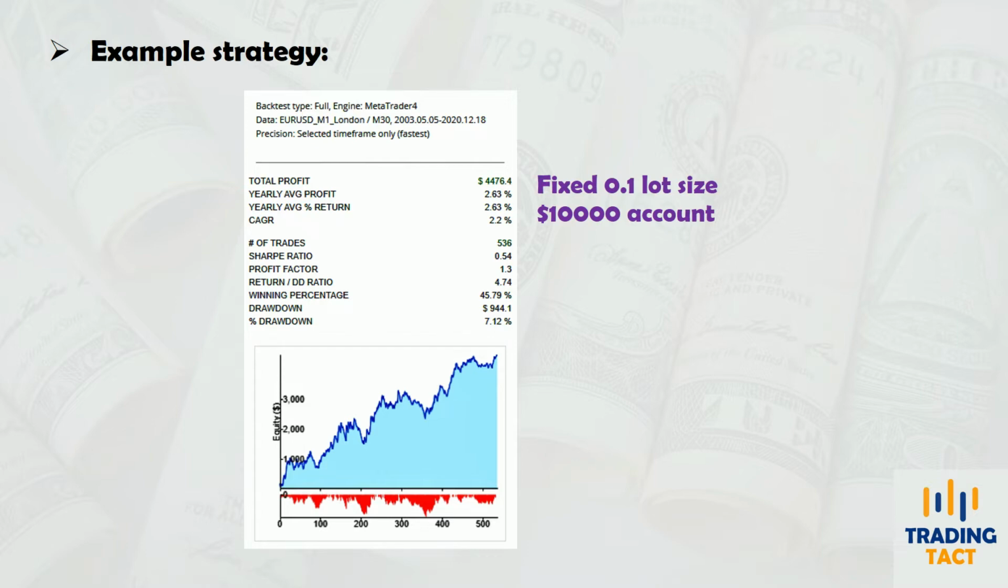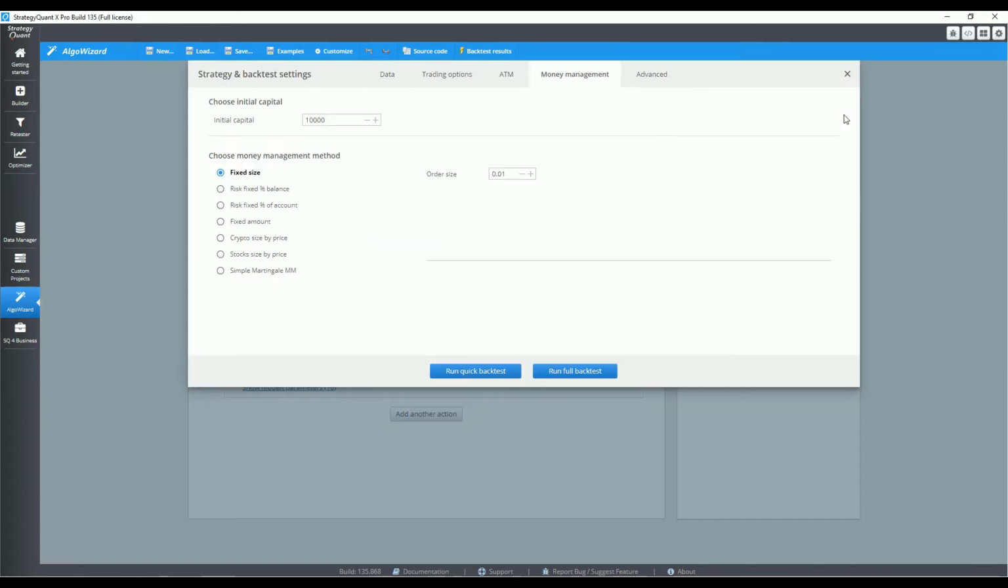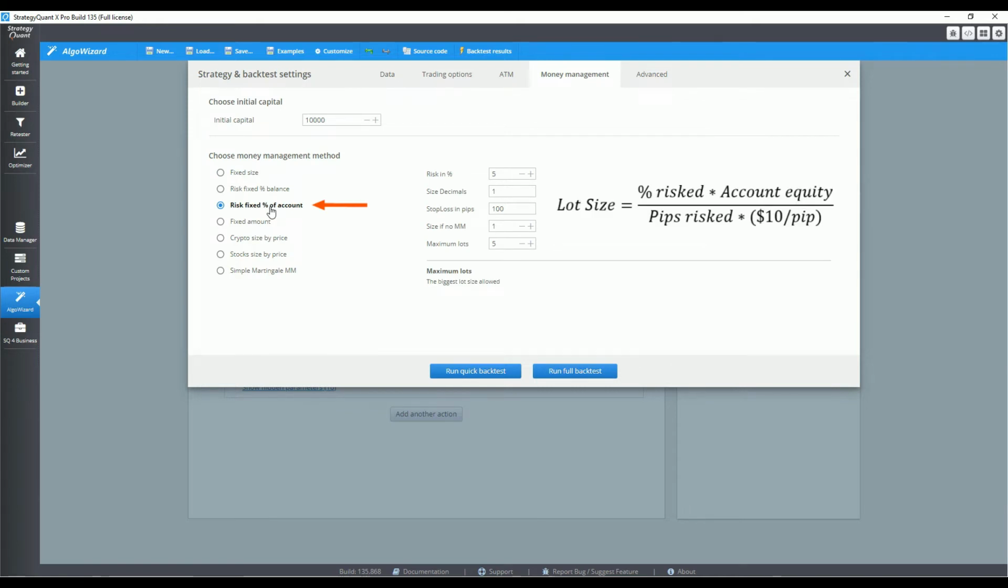Let's start with fixed fractional first. AlgoWizard offers fixed fractional as one of its default money management methods. At the top right of your screen, you can select from a few default options. We'll select Risk Fixed % of account and configure its settings. The strategy automatically detects the 60 pip stop loss and will calculate lot sizes using this formula.